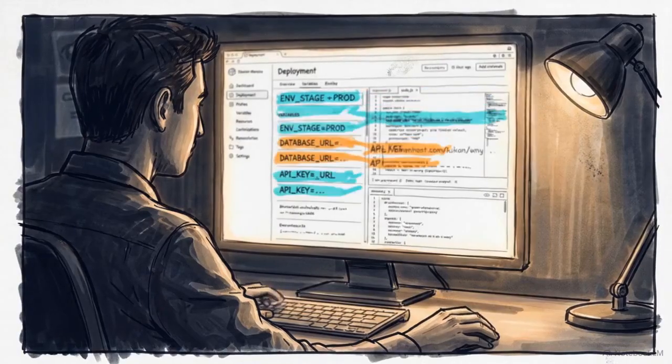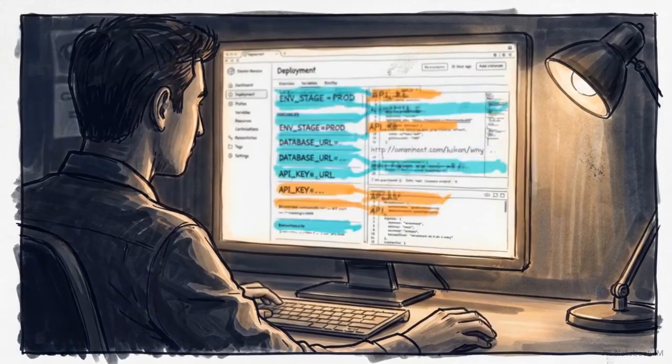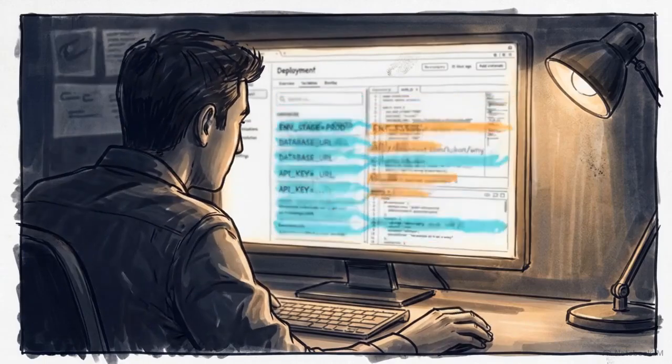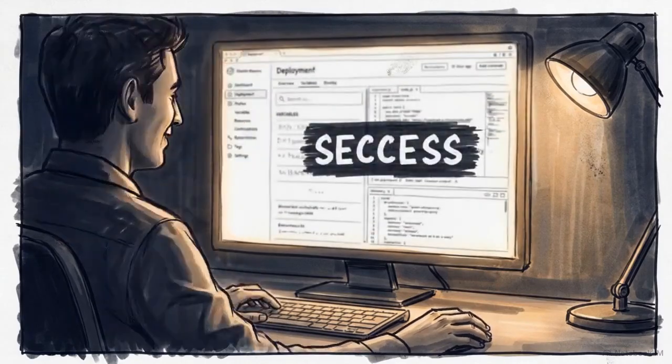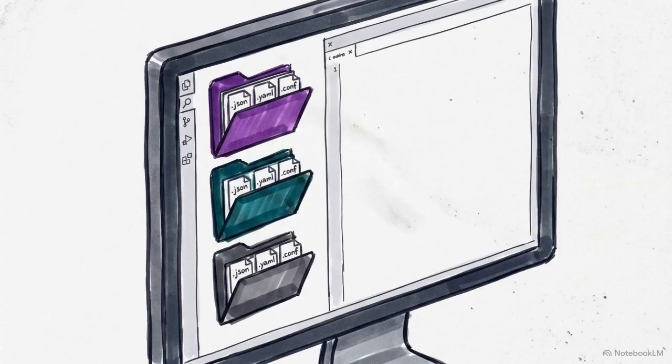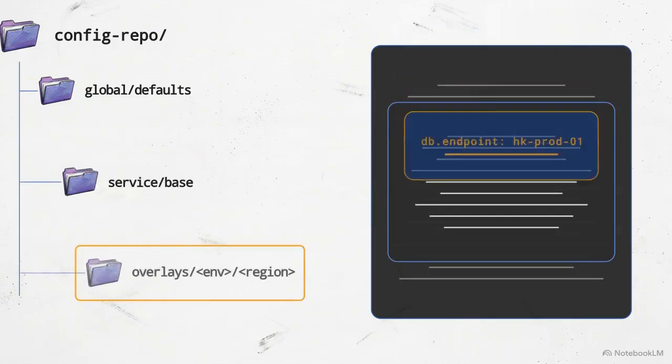An unconfigured binary cannot connect to a database or resolve a market calendar on its own. Those values must be injected at runtime. We handle this by introducing the second architectural pillar, a dedicated trunk-only configuration repository. This directory tree shows how configuration state is managed. We use 3 layered tiers: global defaults, service baselines, and specific environment and regional overlays.